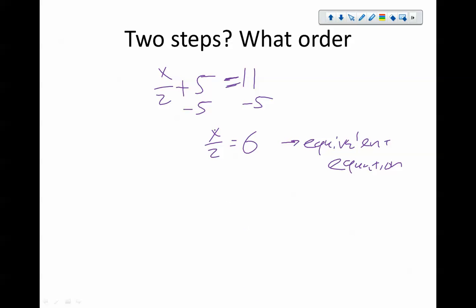Last step, since we're dividing by 2 here, we're going to multiply by 2 here, and so the 2's on the corners cancel each other out, leaving 1x, just the x by itself, and then that's 6 times 2, so it's 12. And my final answer, since I have the x by itself, is 12.